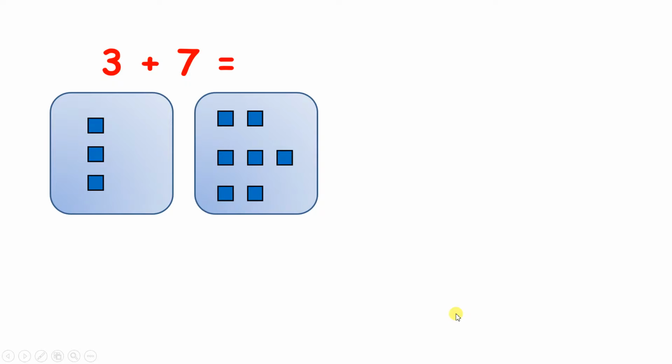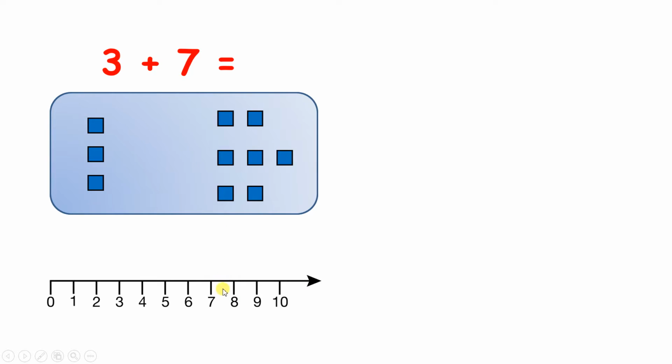So here I've got 3 plus 7. Now I could count up the total number of blocks to find my answer. 1, 2, 3, 4, 5, 6, 7, 8, 9, 10. But I can show this on a number line.